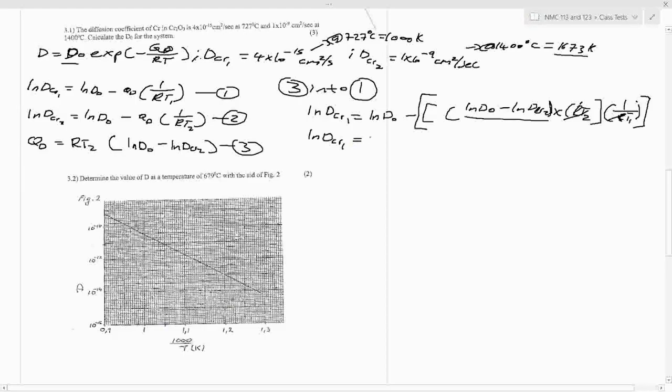Is equals to ln D0 minus ln D0 minus ln DCR2, this would be multiplied by T2, which is 1673, which is also multiplied by 1 over 1000 kelvins.